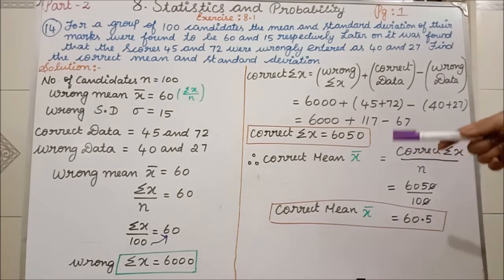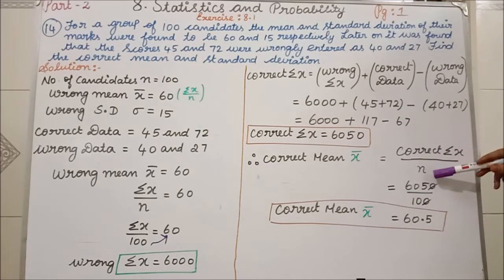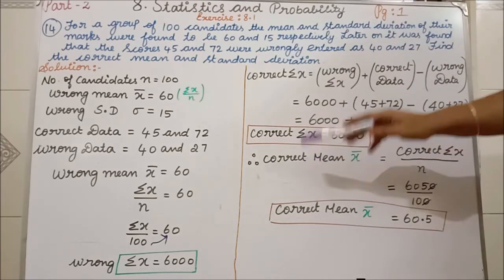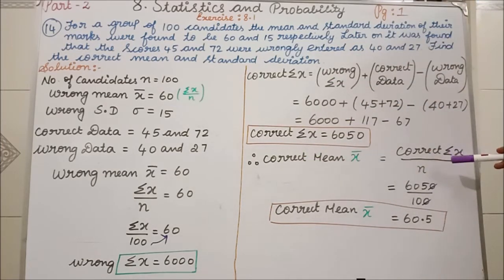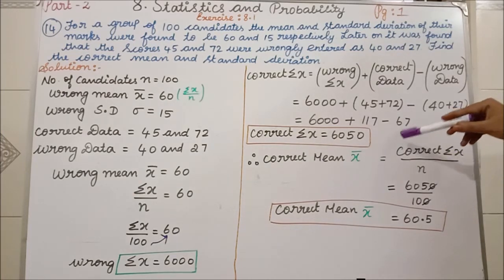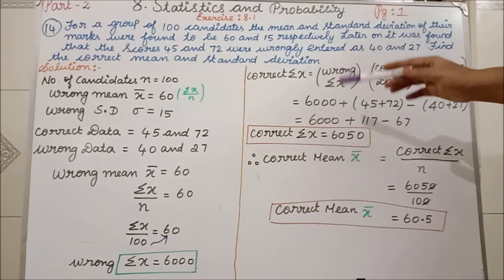Because for the correct mean we need the mean formula, which is what? Summation x by n. So if this side is correct, then this side also we have to use correct values. So correct summation x divided by n. For that we need the correct summation x value. See, how can we write the correct summation x?